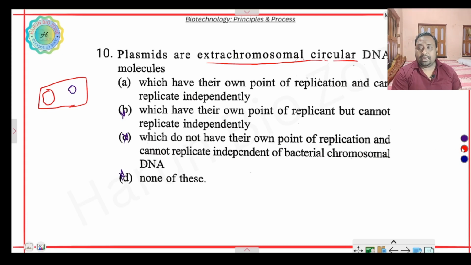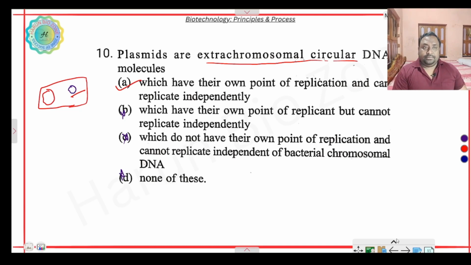So the correct option is that plasmid DNA is extra chromosomal DNA that autonomously replicates and contains a very small number of genes, especially ones that protect the host, such as E. coli, from different antibiotics. Okay.